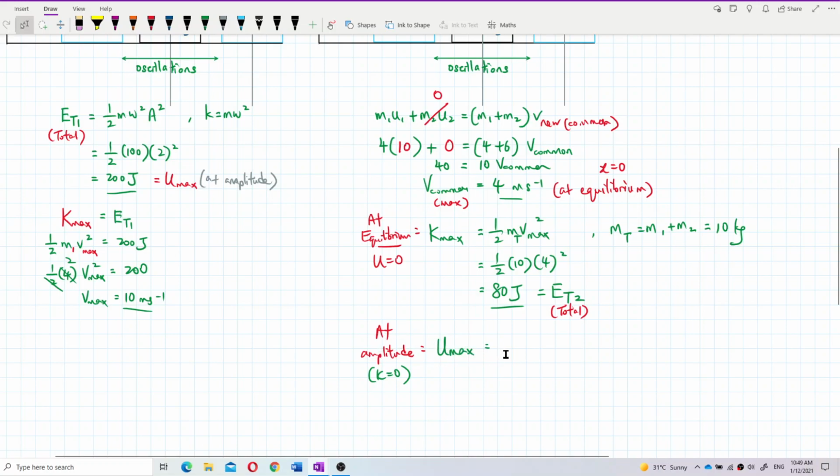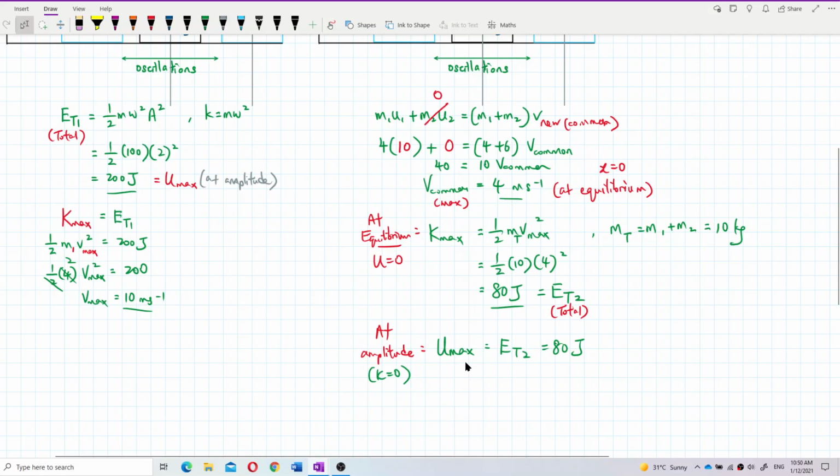It is equal to the total energy, because there is no more kinetic energy. All the energy is in the form of potential energy. It is equal to the new total energy, which is 80 joule. So for 80 joule, we can find the amplitude for the maximum potential energy.